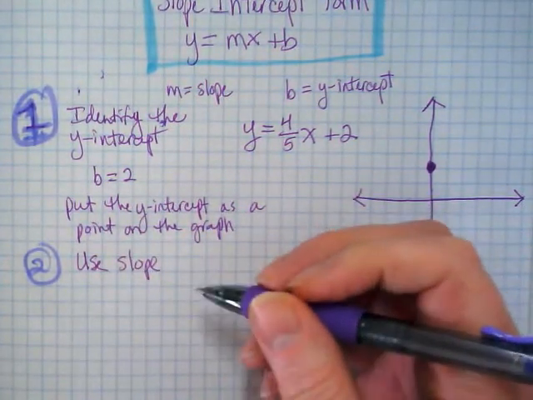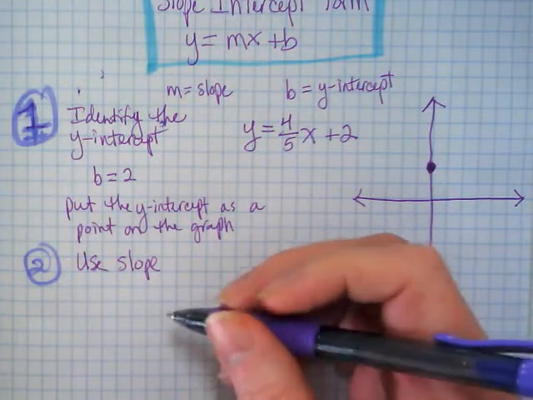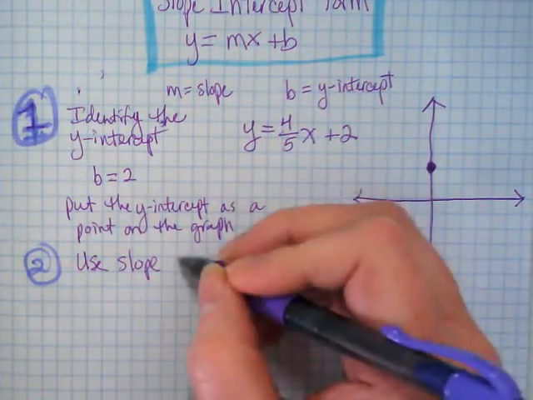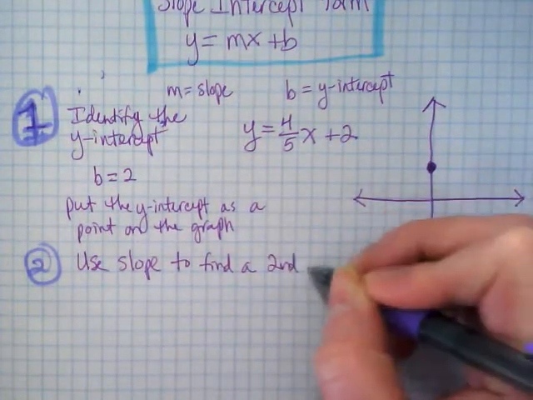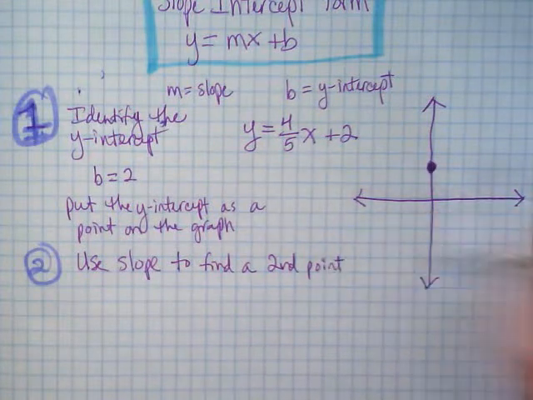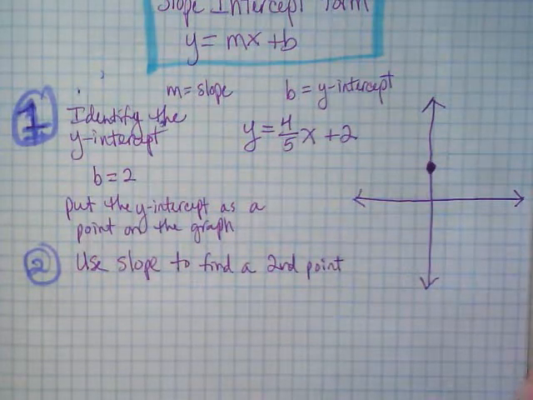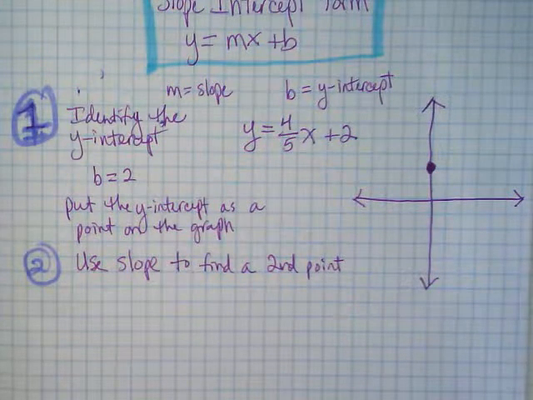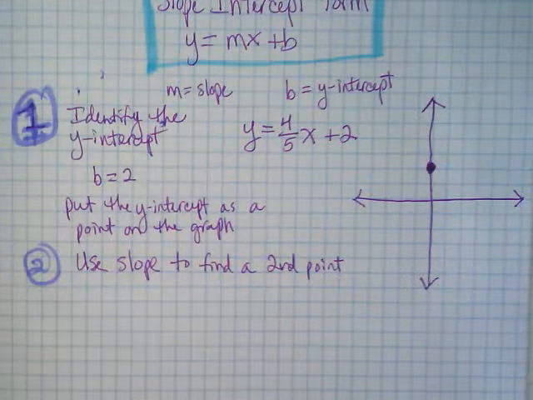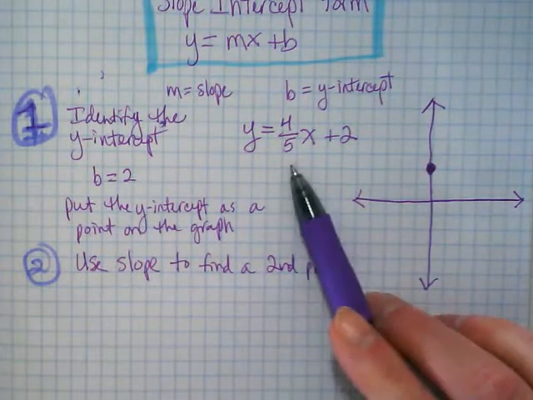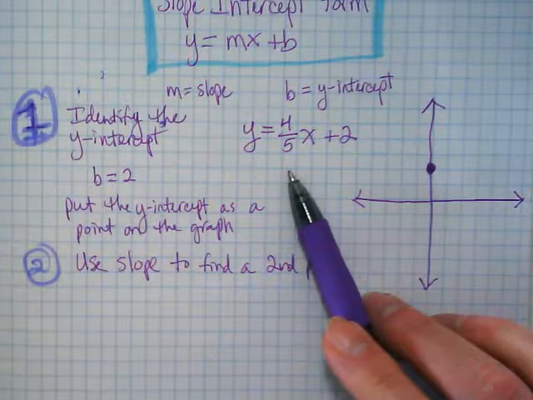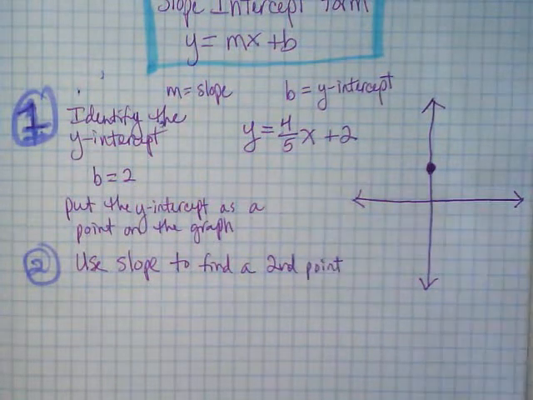Step two's shorter version from the book. You can read it in the book, but we're going to write, use slope to find a second point. I think it should say, identify the slope from the equation, because that's really what we're asked to do. We have to look at this equation and figure out what the slope is, and then use it. What is the slope from this equation? 4 over 5.